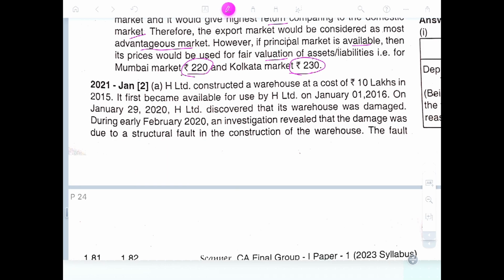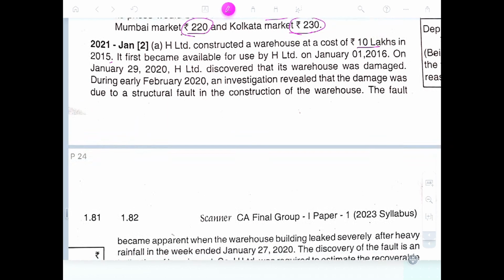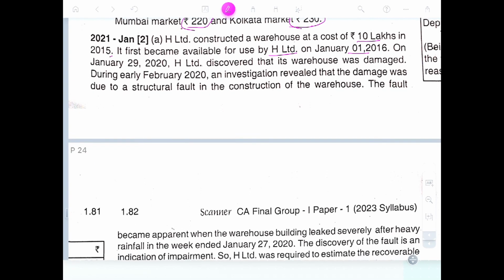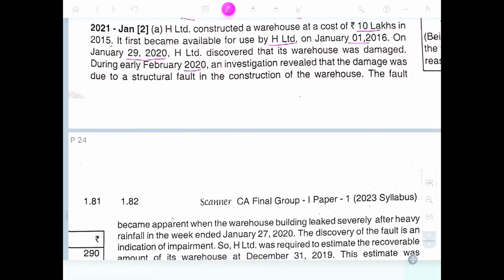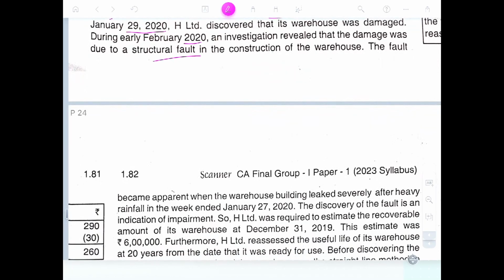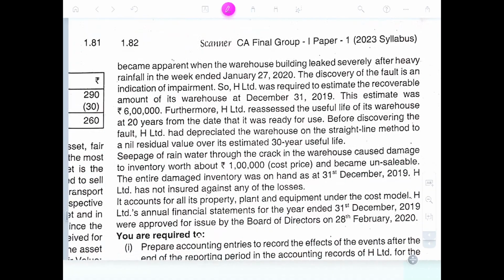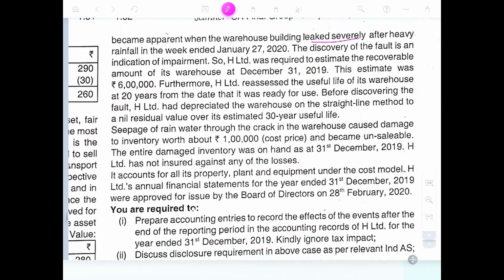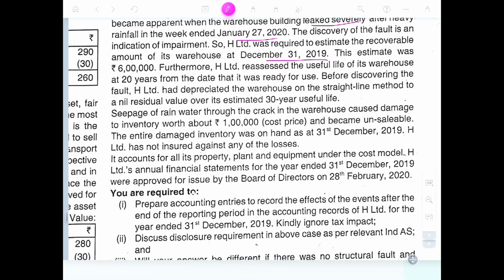Hatch Limited constructed a warehouse costing 10 lakhs in 2015. It first became available for use on January 1. On January 29, Hatch Limited discovered that the warehouse was damaged. During early February, the investigation revealed the damage was due to a structural fault in the construction of the warehouse. The fault became apparent when the warehouse leaked severely in heavy rainfall in the week of January 27. Discovery of the fault indicates impairment, so the action would require an estimate of the recoverable amount of the warehouse at December 31st. The estimate was 6 lakhs.